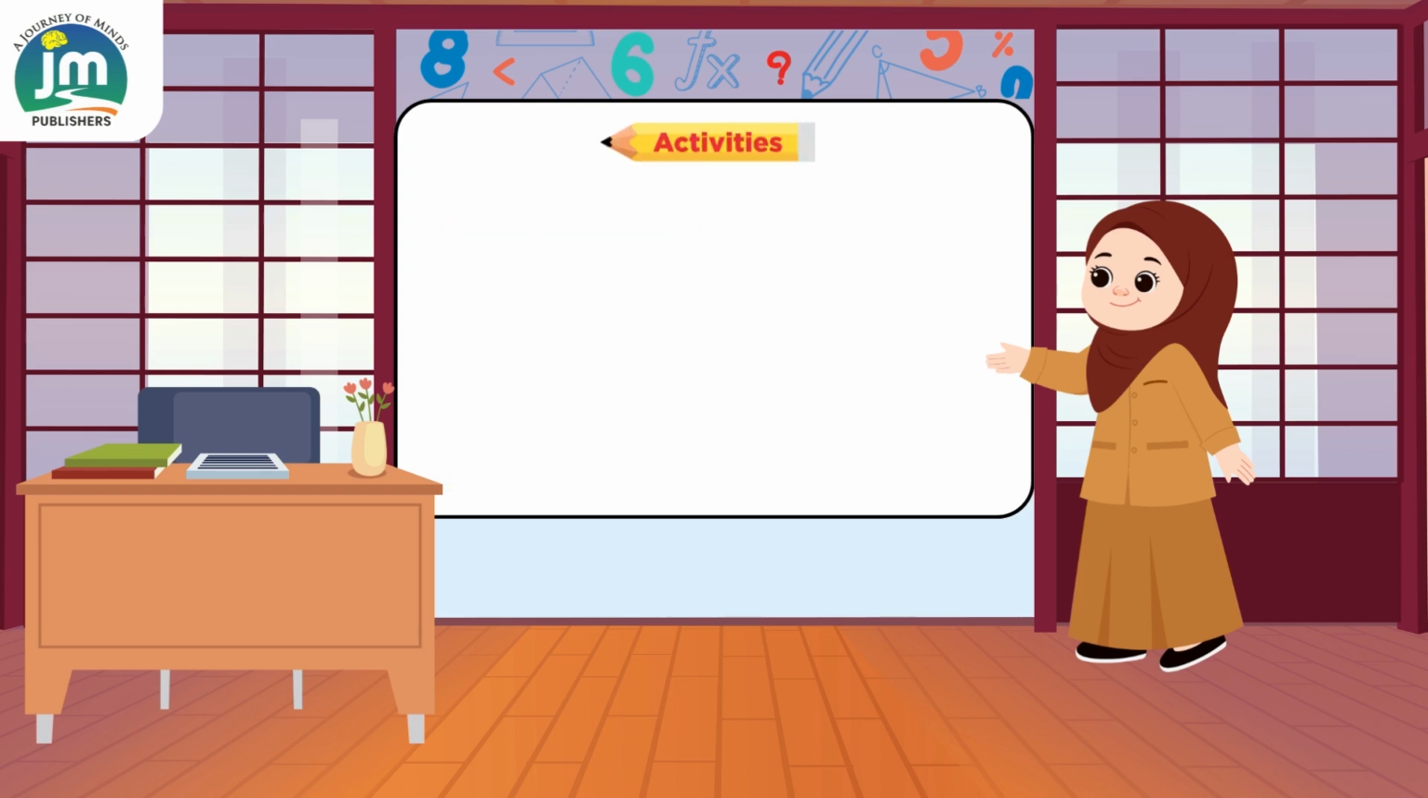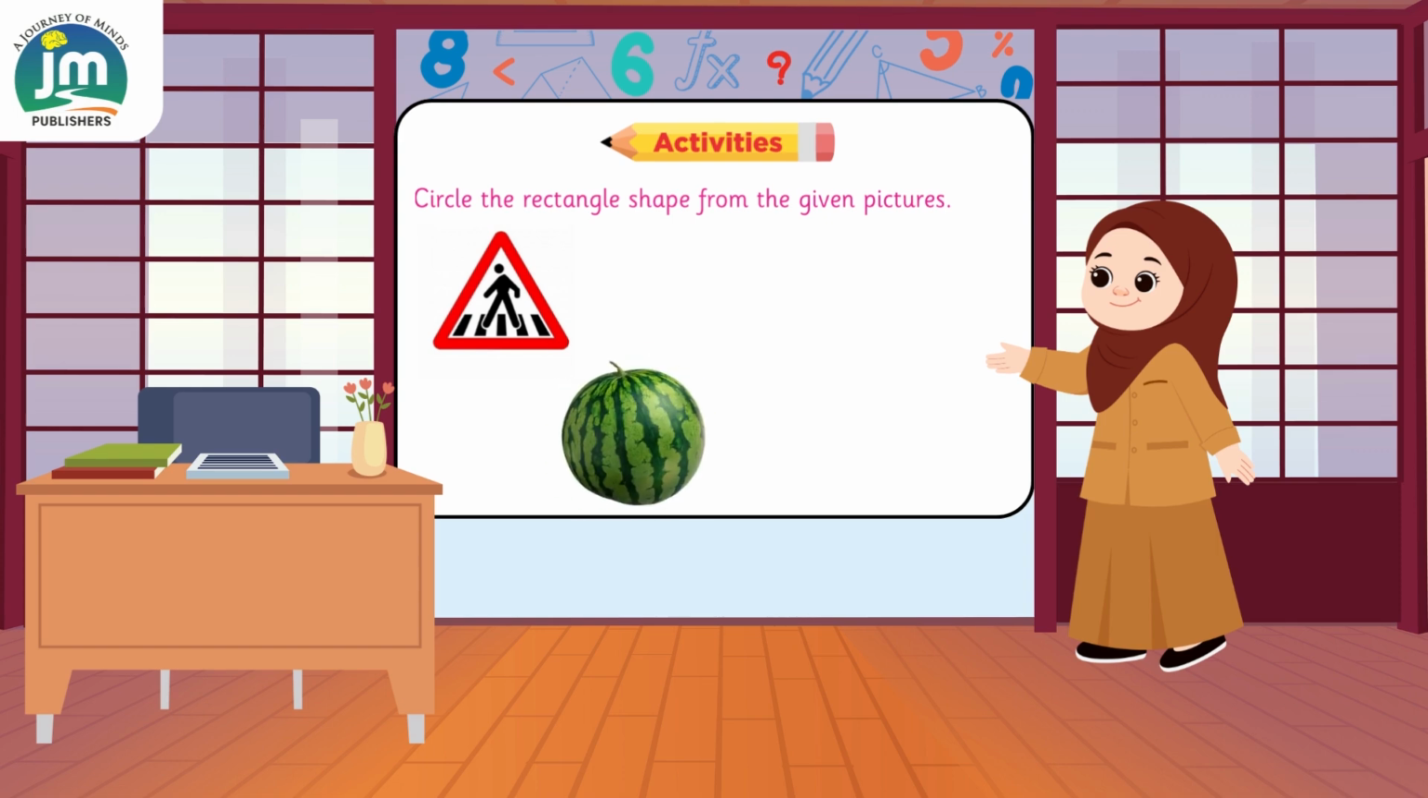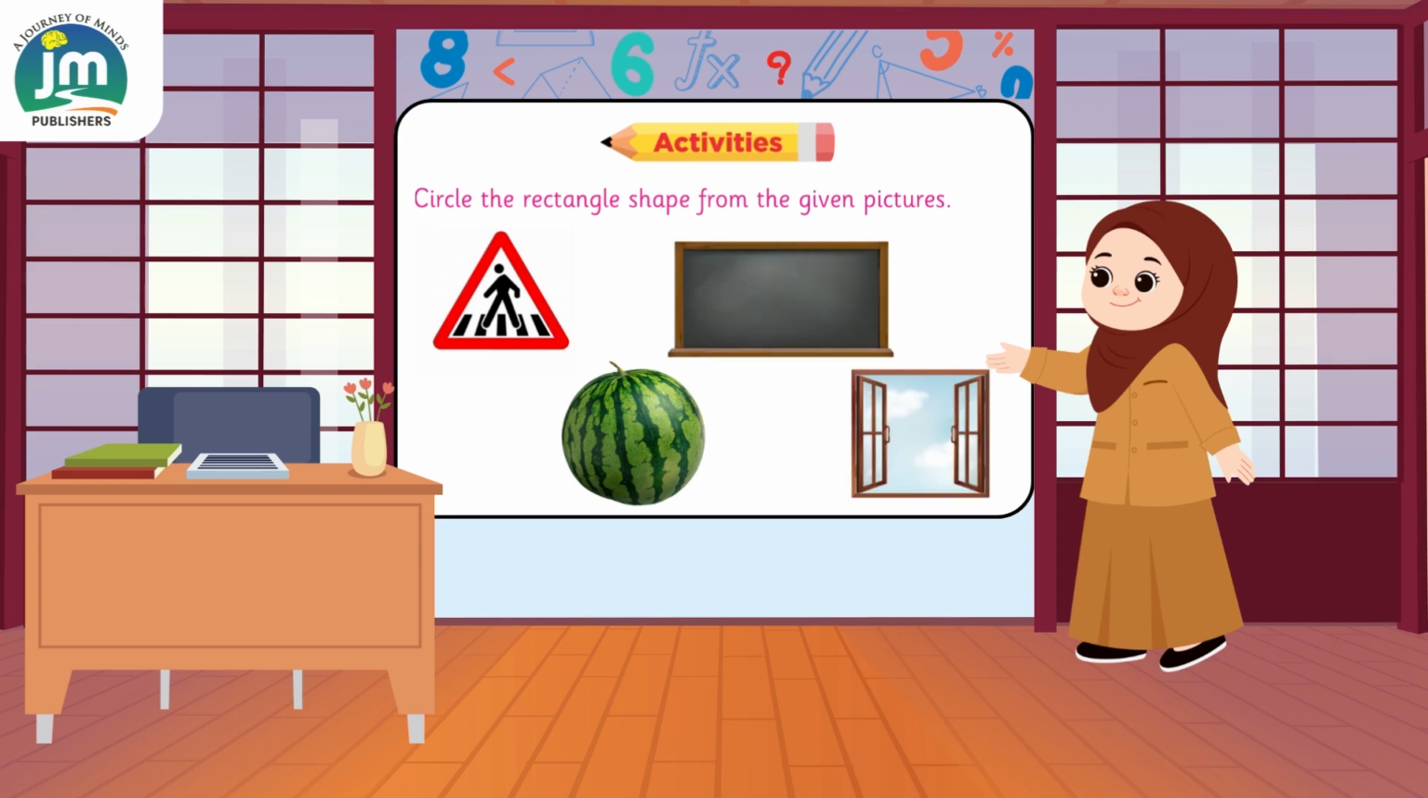Activity number 2. Circle the rectangle. This traffic sign is not a rectangle. This watermelon is not a rectangle. This blackboard is a rectangle. This window is a rectangle. So circle the rectangle shapes.